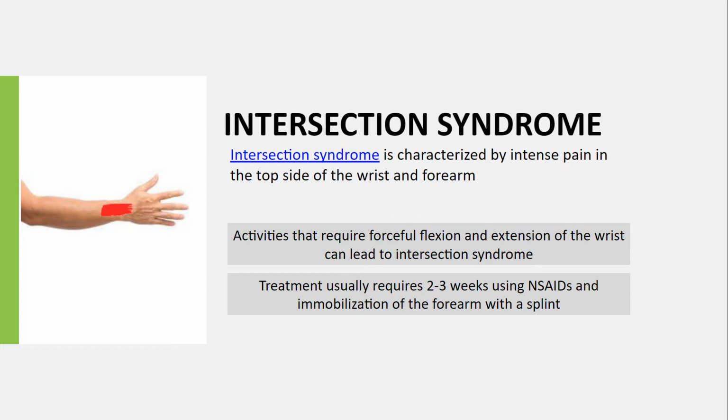Intersection syndrome is characterized by intense pain in the top side of a wrist and forearm. Activities that require forceful flexion and extension of a wrist can lead to intersection syndrome.